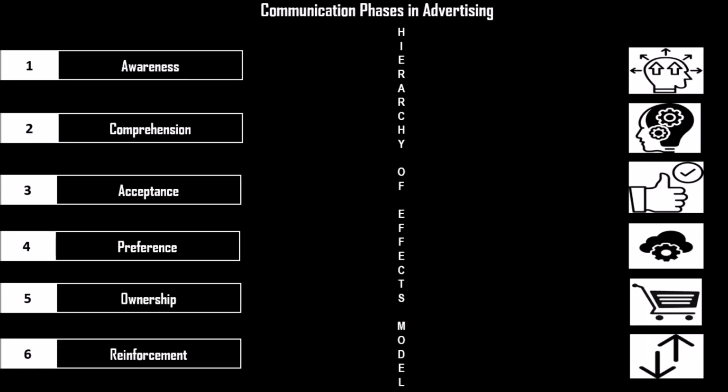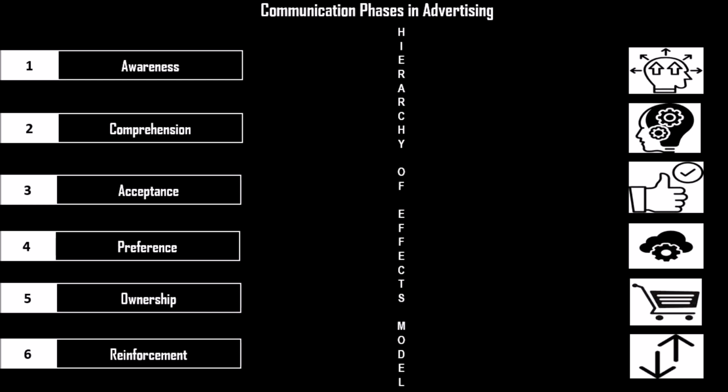Communication phases in advertising. When advertisers develop a communication or advertising campaign, they follow the hierarchy of effects model. In the first phase of advertising campaign, they develop ads or TVCs to create brand awareness. In other words, in the first phase or stage of communication, they have to make sure that their targeted audience is aware of the advertiser's product.